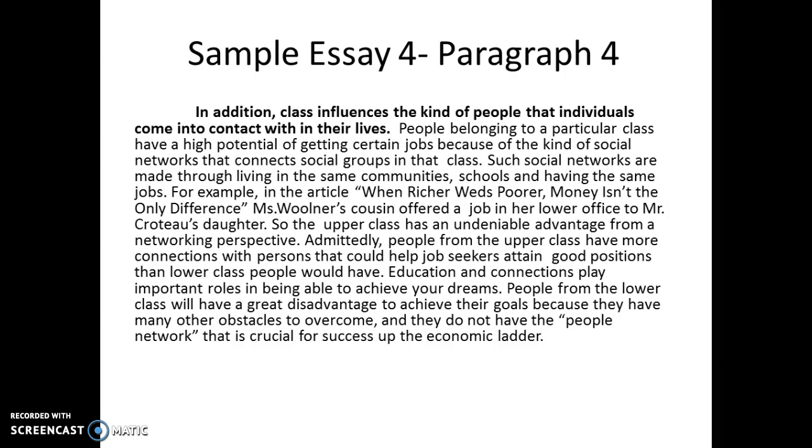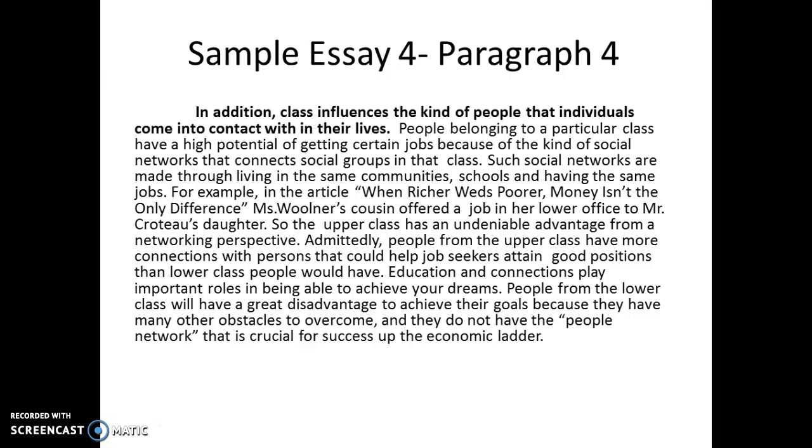And another area that's sort of connected with the idea of neighborhood is the people that you come into contact with being determined by your class. So in this essay, the writer has divided these two closely related topics into two separate paragraphs. So this one, in addition, class influences the kind of people that individuals come into contact with in their lives.